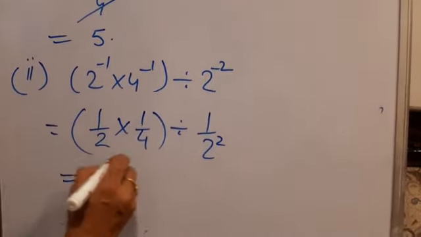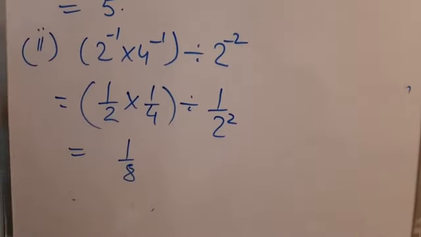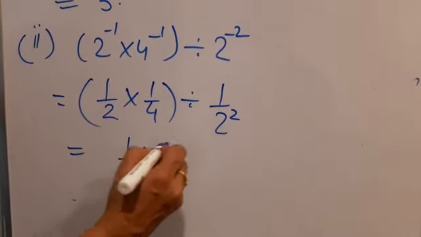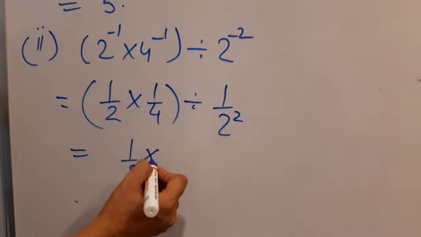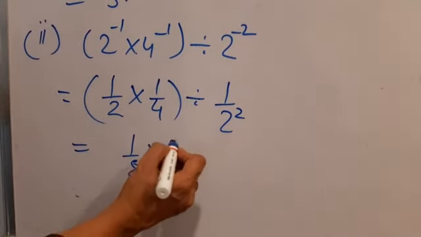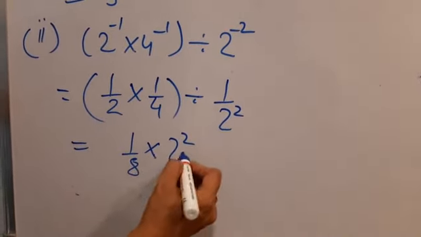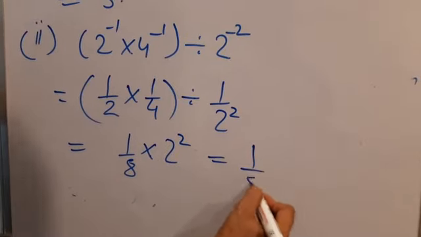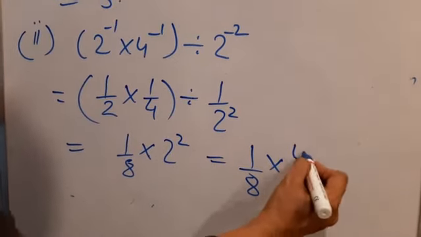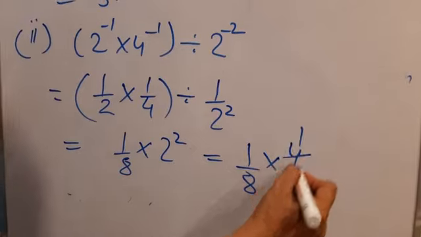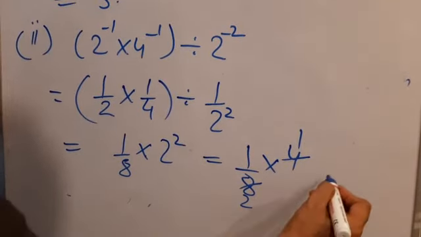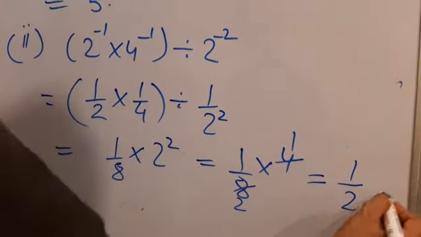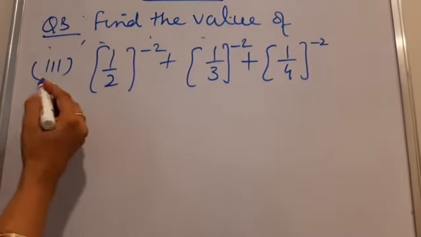Now when you will solve this bracket, you will get 1 by 8, and divide sign change into multiply, and reciprocal of it you will write down 2 square. 1 by 8 into 2 square means 4. Now do the cancelling. 4 ones are 4 twos are, and the result will be 1 by 2. Third part is given to you.